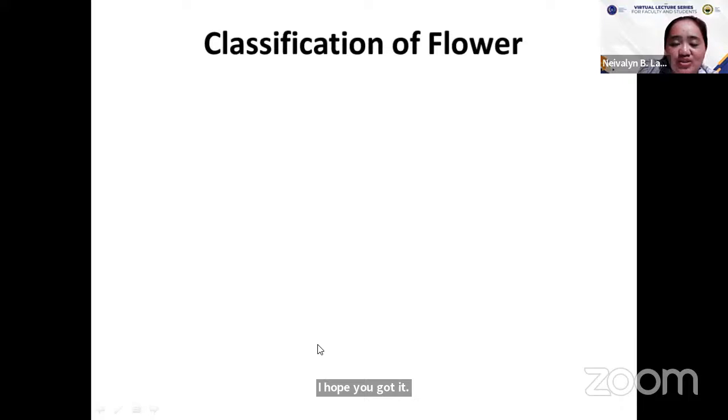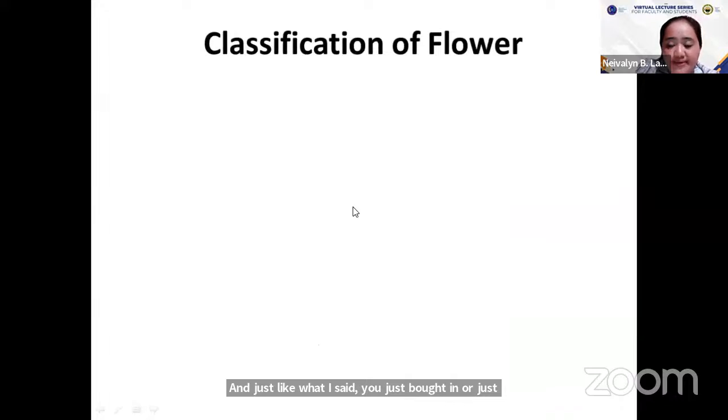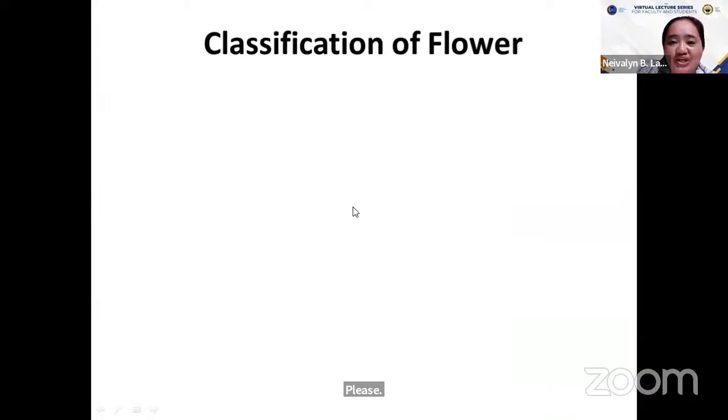Just like what I said, you can butt in or interrupt if you have some clarification, please. If there are no clarifications, we move on to the different classification of flowers.